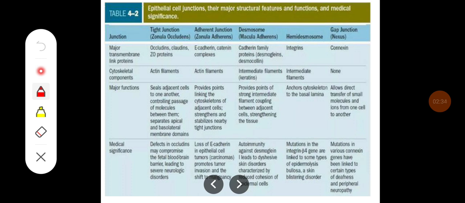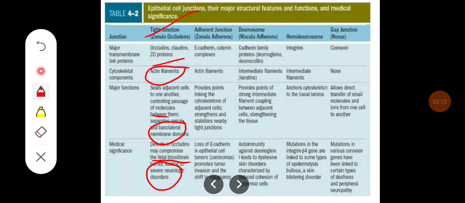So here again, the tight junctions are also called zona occludens. The major transmembrane proteins here are occludins, claudins, and other proteins. The cytoskeletal component here is actin filament. The major functions are that they seal the adjacent cells to one another, controlling the passage of molecules between them. They separate the apical and basolateral membrane domains. Defect in occludins may compromise the fetal blood-brain barrier, leading to severe neurologic disorders.